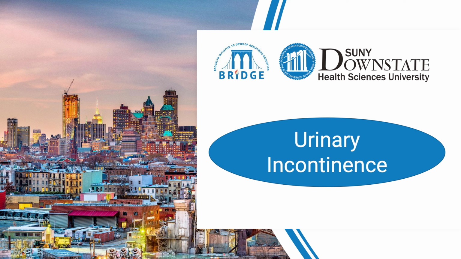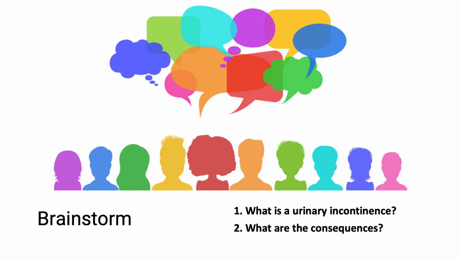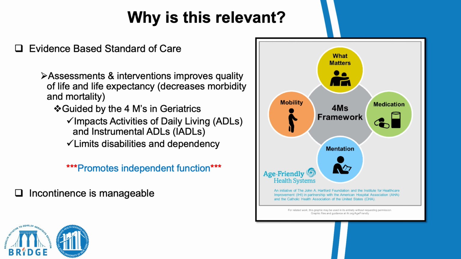So let's transition to urinary incontinence. To brainstorm for a minute, what is urinary incontinence? And what are some of the consequences of urinary incontinence? Why is this relevant? It's relevant because we practice evidence-based medicine. It's relevant because our assessments and interventions should translate into an improvement in quality of life and an improvement in life expectancy. Another way of saying that, it should translate into a decrease in morbidity and mortality.